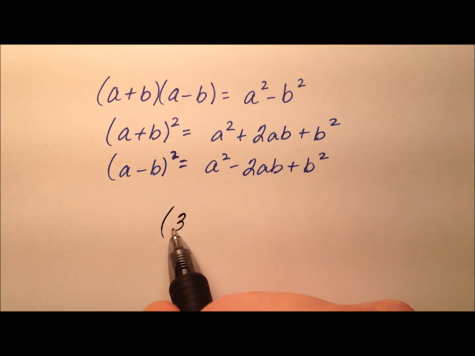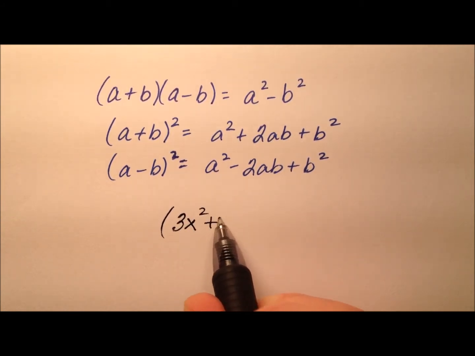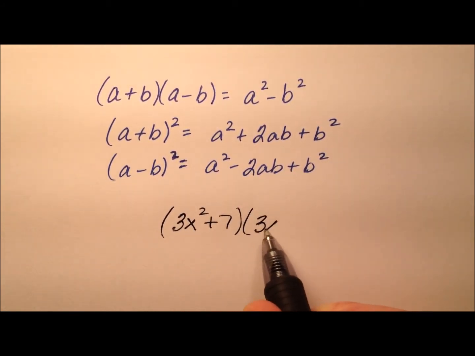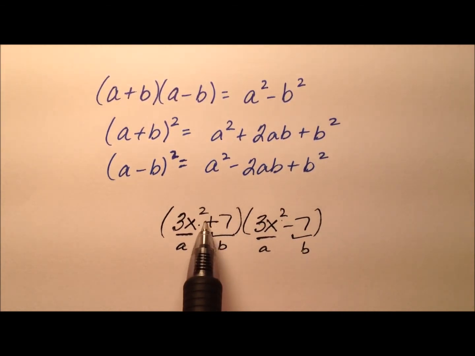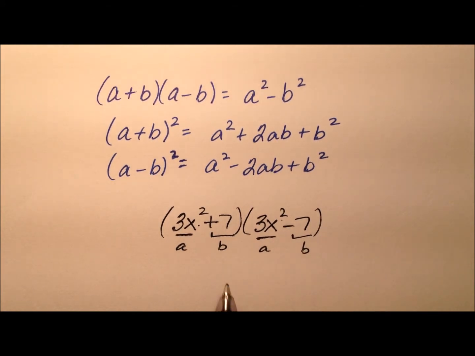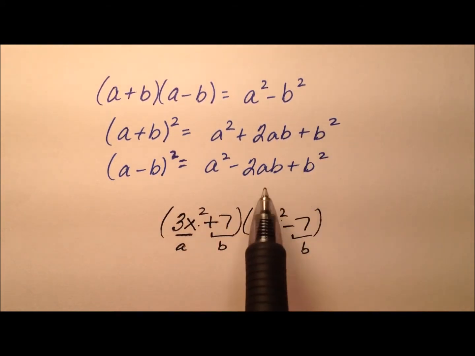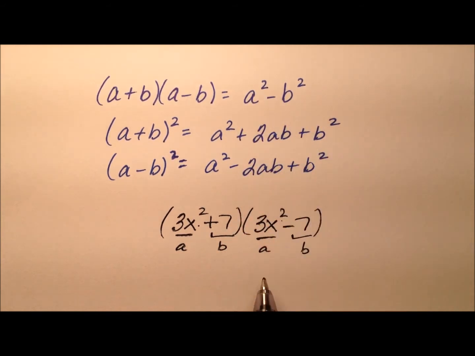So if we have something like 3x squared plus 7 times 3x squared minus 7, okay, well, it looks like this 3x squared is in both places, so here and here. So this kind of is our a value. And this 7 we have here and here. It's kind of a b value. One of these binomials is adding, and one of these binomials is subtracting. So we can use the formula and we can just say, well, it's a squared minus b squared.